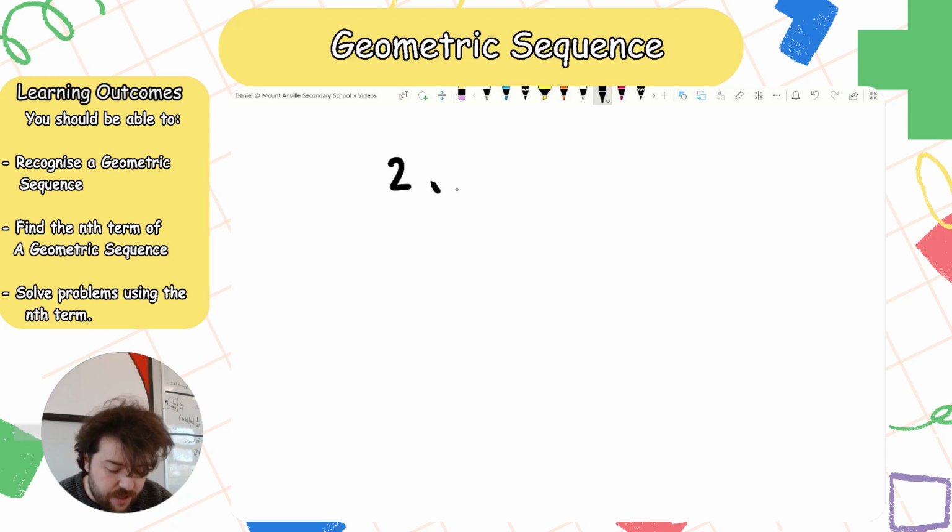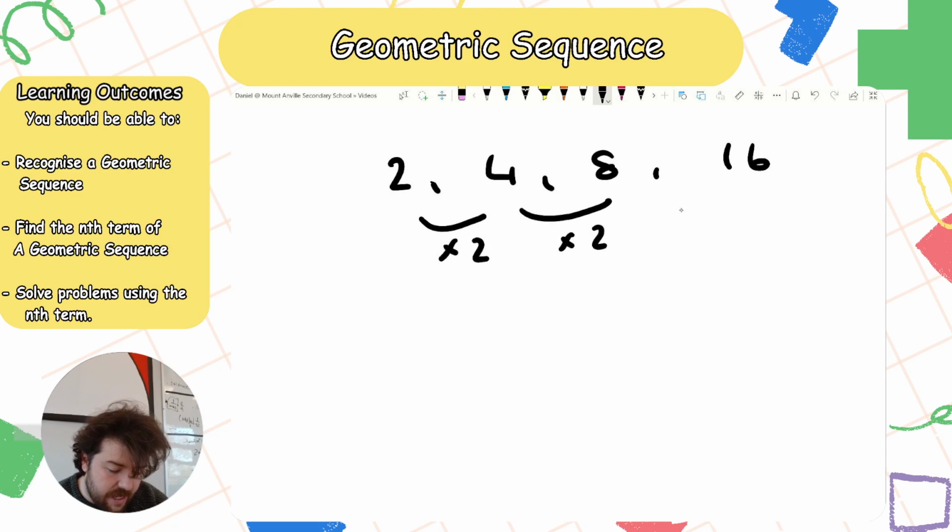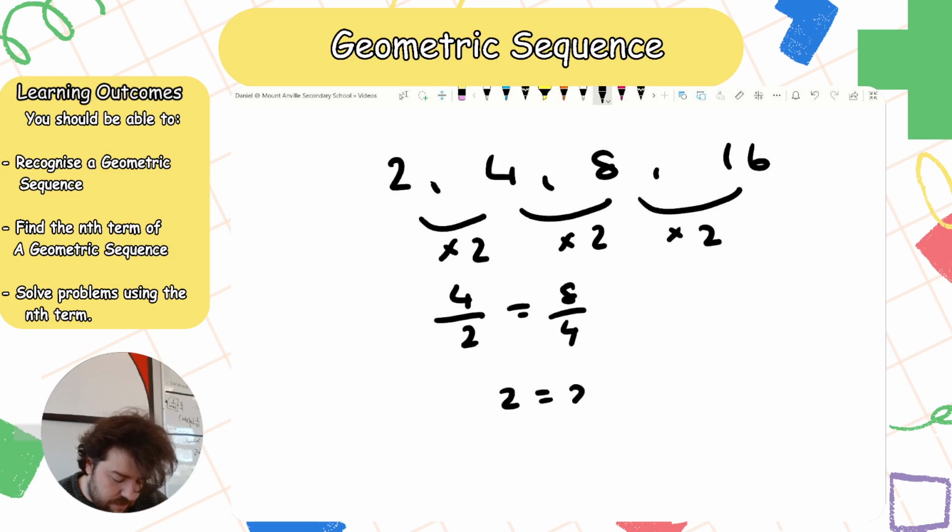For example, 2, 4, 8, 16. This is an example of a geometric sequence because I'm multiplying by 2 every time. And just to double check, you do 4 divided by 2 equals 8 divided by 4. 2 is equal to 2. Ding, ding, ding. It is a geometric sequence.